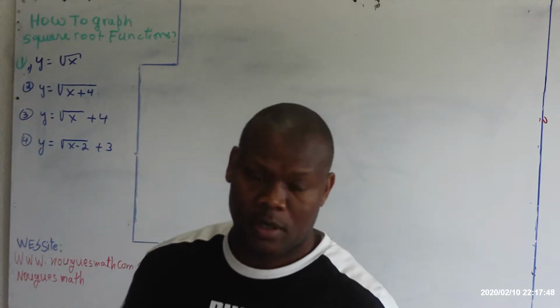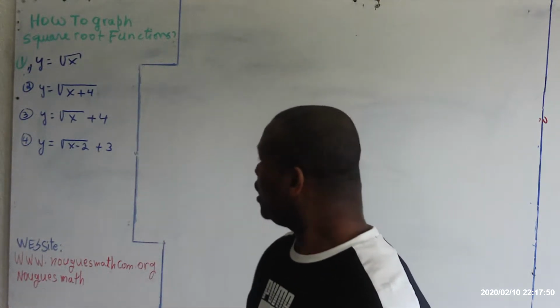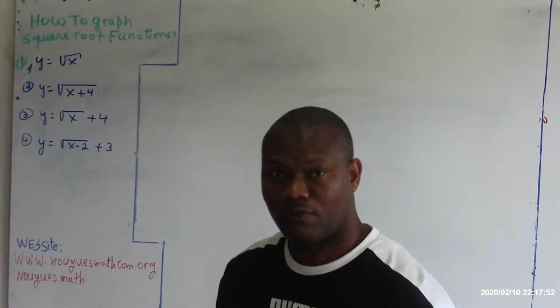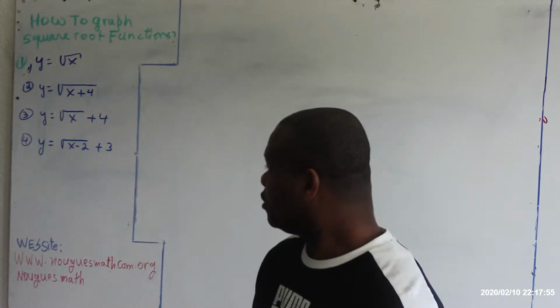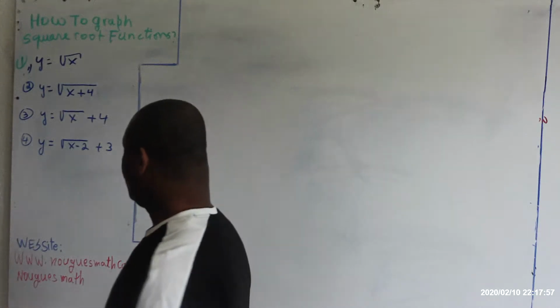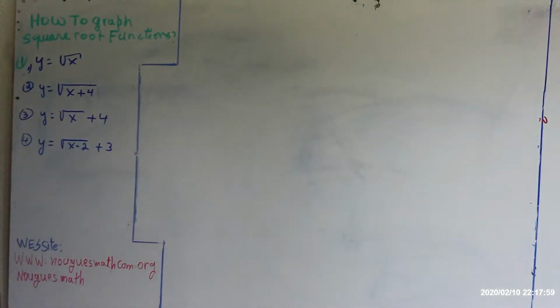Good afternoon. In this video, I'm going to teach you how to graph a square root function. We graphed a bunch of functions already. Today, we're going to see how to graph a square root function. A square root function is a function that has a variable under the radical. For example, you see y equals radical x. So the variable is under the radical.